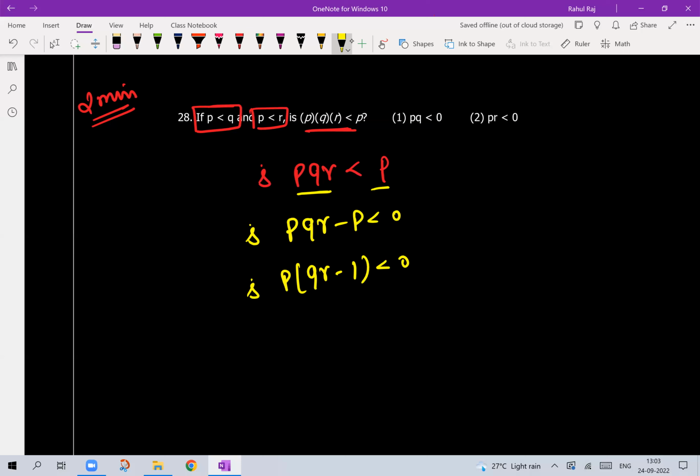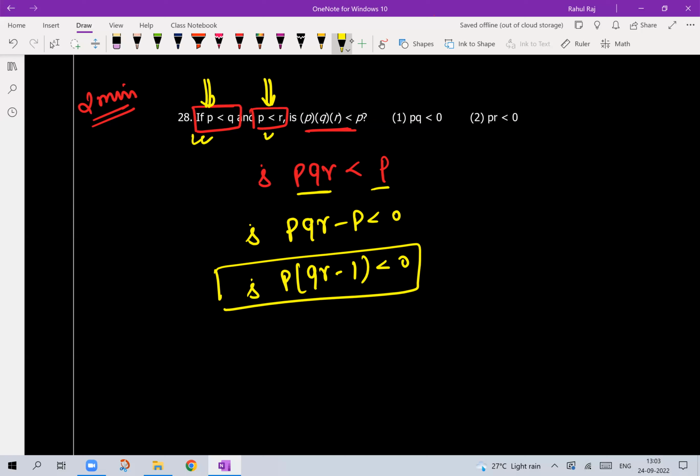And the information tells me that P is less than Q and P is less than R. So please be very sure, if there is information given to you, this information needs to be used while you're solving the statement.